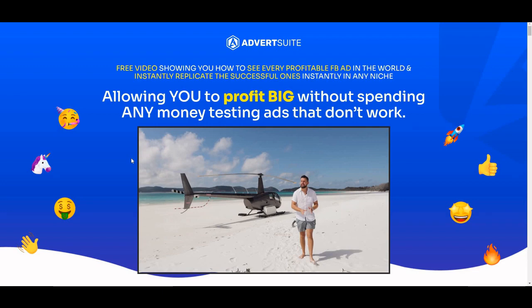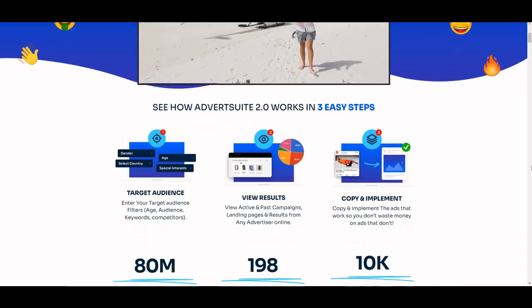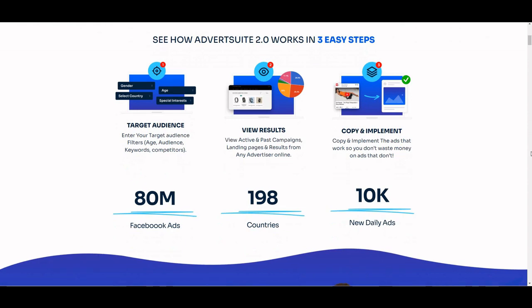Target audience. Enter your target audience filters: age, audience, keywords, competitors. View results. View active and past campaigns, landing pages, and results from any advertiser online. Copy and implement. Copy and implement the ads that work so you don't waste money on ads that don't.